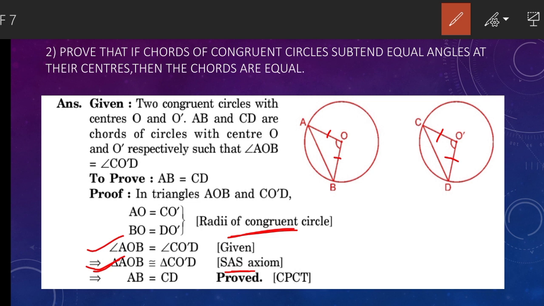So first we have proved congruency, and then by using CPCT, that means corresponding parts of congruent triangles, we have proved two things in two different sums. First, we proved that the angles subtended at the centers are equal if the chords are equal, and then we proved that if the angles at the center are equal, then the chords are also equal. So these are the actual proofs of the theorems that we have come across. These are the two sums in this exercise 10.2.